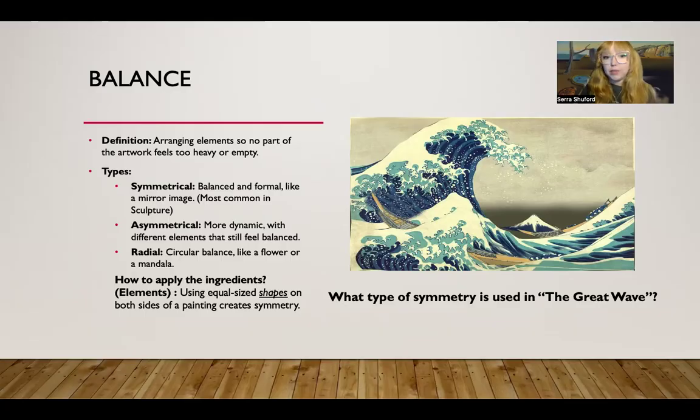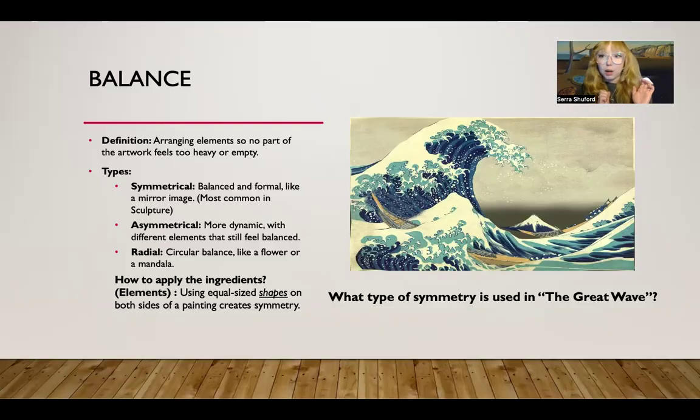So, for example, you could use equal size shapes on both sides of a painting to create symmetry, or a symmetrical sense of balance. If you put one square on this side and the exact same one on this side, same size, same color, whatever, that would create symmetrical balance. So that's how you would use that visual weight to create some stability there.